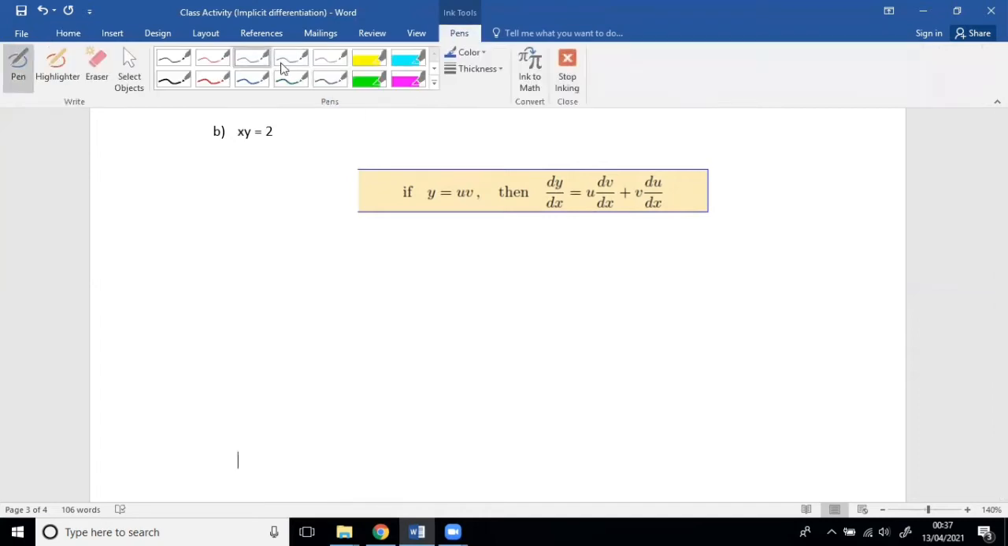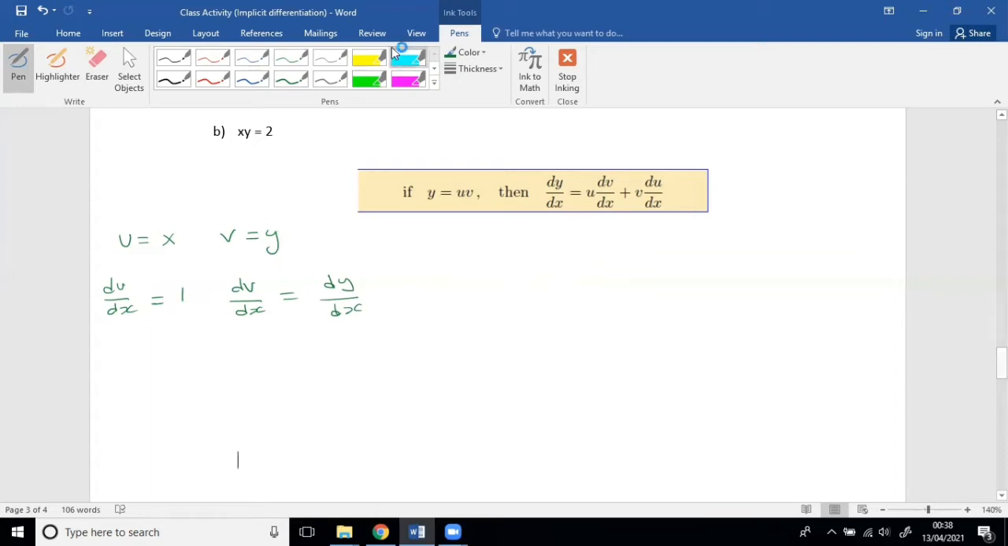So using product rule, what I have to do in here is I'm going to call the first term u, and I'm going to call the second term v. So I'm going to say u is equal to x and v equal to y. Then du over dx becomes just 1. dv over dx is going to become dy over dx, because differentiation of y with respect to x, since this is y, we're just going to call it dy dx.